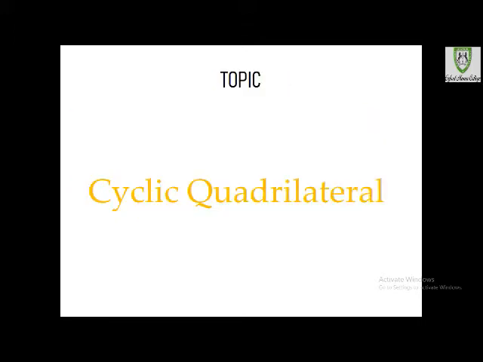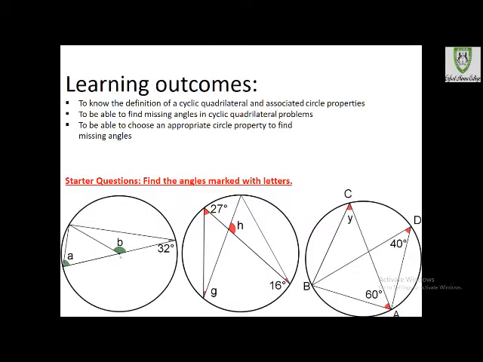The topic of today is cyclic quadrilateral. We are moving on from where we stopped. In our last class, we stopped at a theorem which states angles in alternate segments are equal. And I believe we've been able to deal extensively on that topic. Quadrilateral, cyclic quadrilateral, quadrilateral inside a circle. And these are the learning objectives.